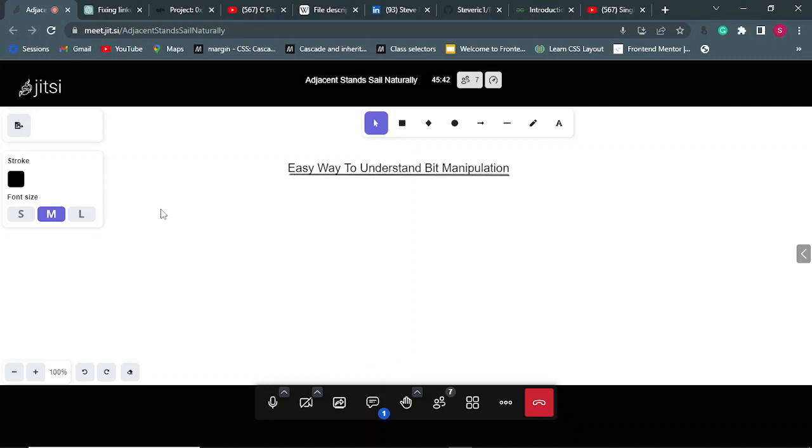We're talking about bit manipulation, right? So I said that before we dive into bit manipulation, let's understand the architecture behind bit manipulation. What inspired bit manipulation? If we could understand that, it will be easy for us to understand how bit works and how to manipulate bit itself.